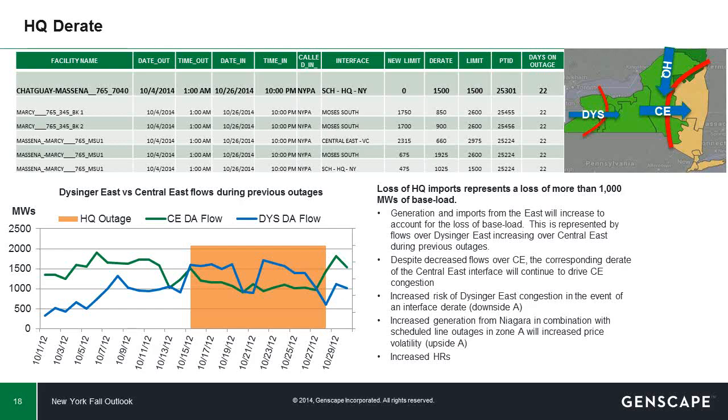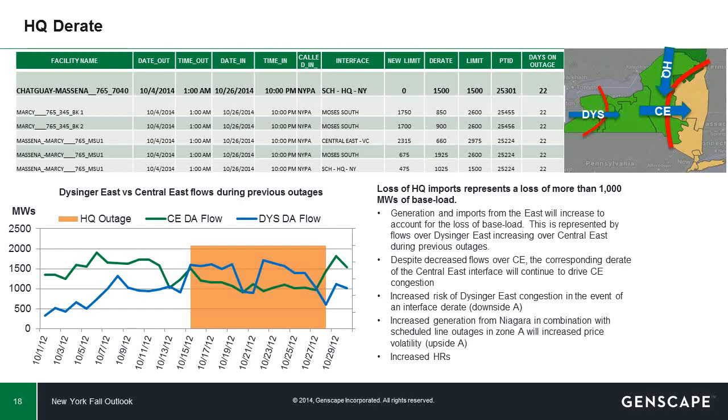Now, if there are no outages that derate the Dysinger East interface, I would not be expecting it, but if any sort of line outage were to come up that were to derate it just a few hundred megawatts, that would seriously increase the risk of some downside Zone A congestion, both day ahead and real time.